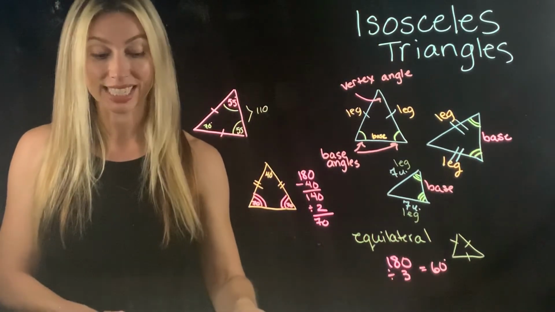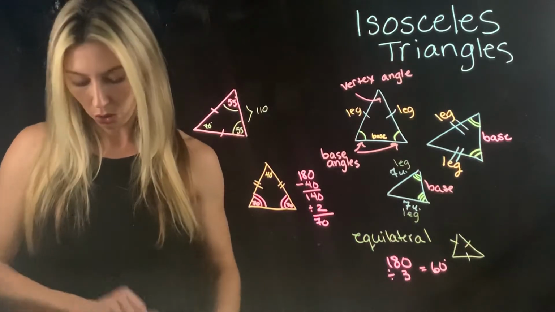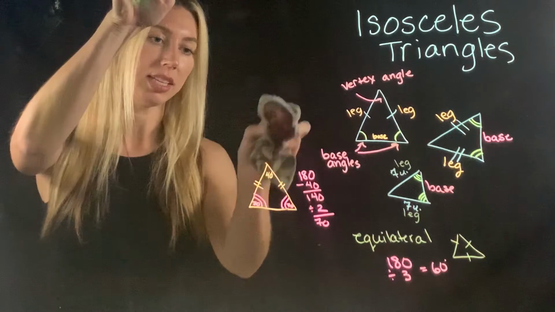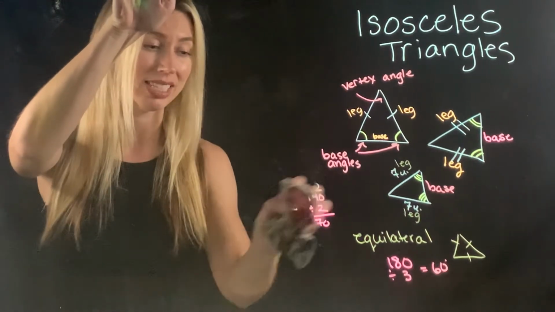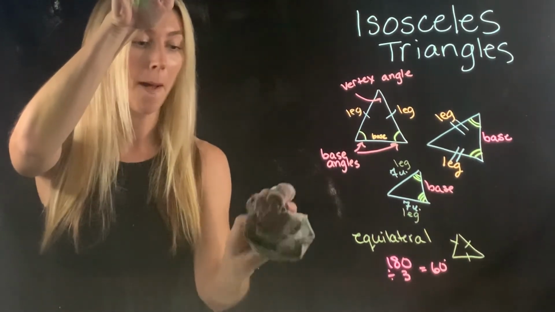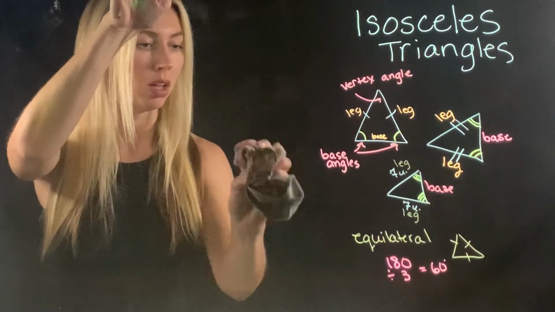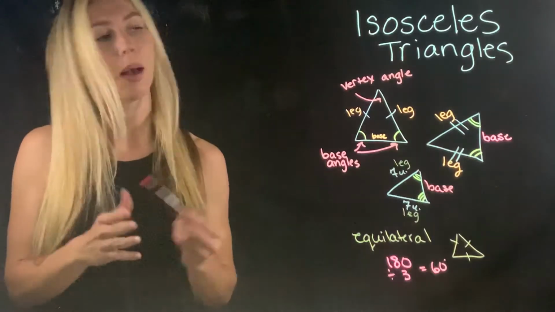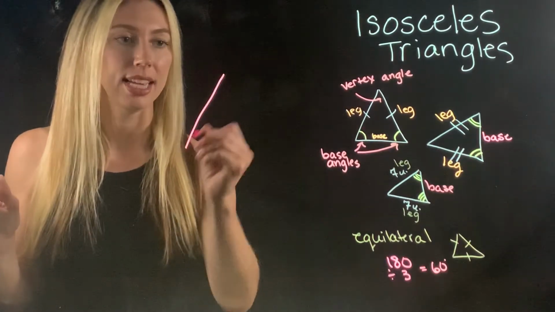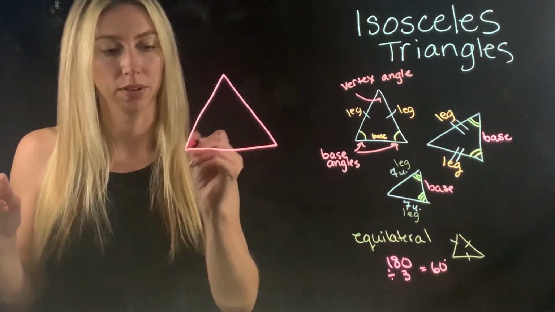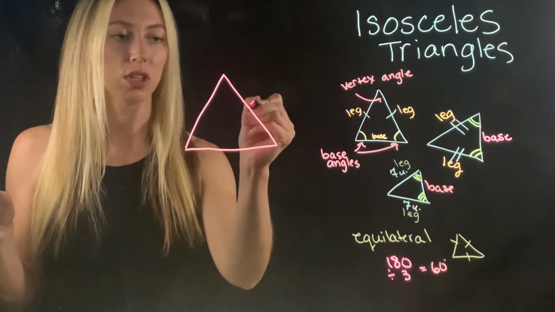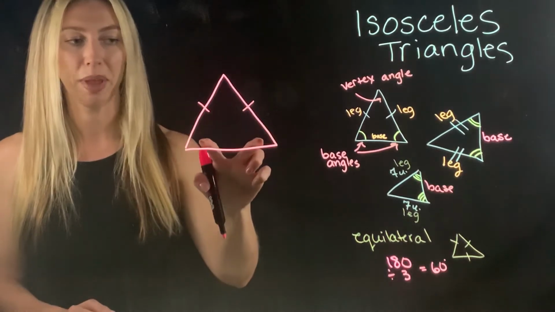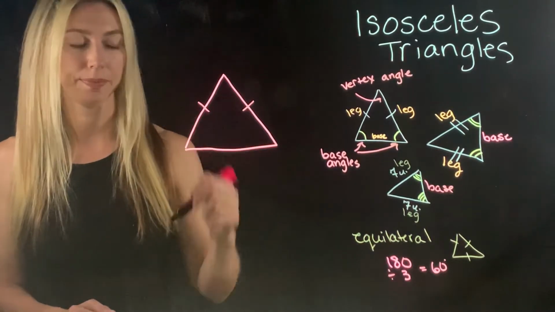Now let's talk about the side lengths. One of the properties, and I'm not going to do a full isosceles triangle theorem proof in this video. I'm not sure if I'll make one. But one of the cool things about an isosceles triangle is, I'm going to draw it standing up, or how I consider it standing up. So these are the two sides that are congruent. Here's your vertex angle, here's your base angles, here's your base, here's your legs.